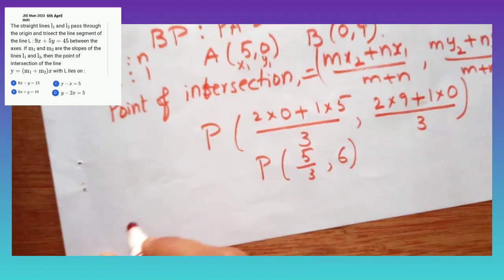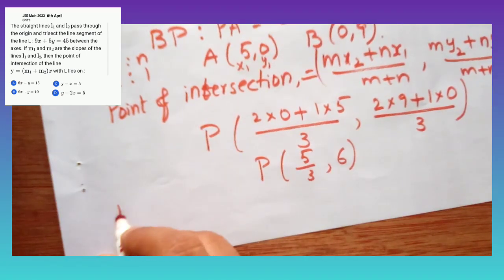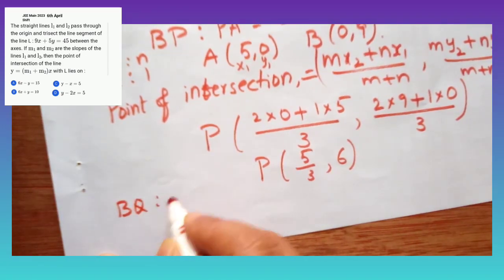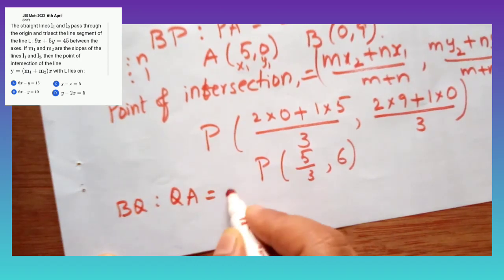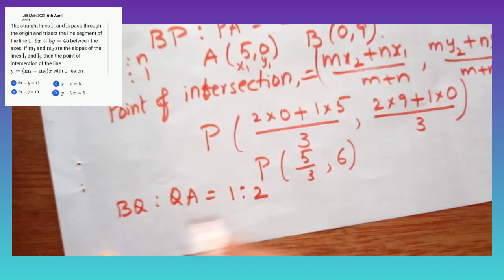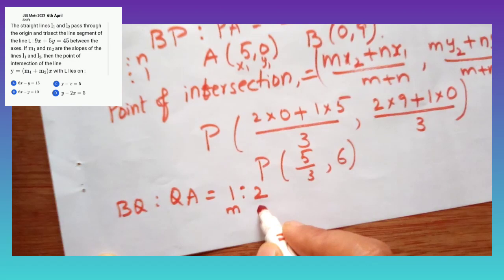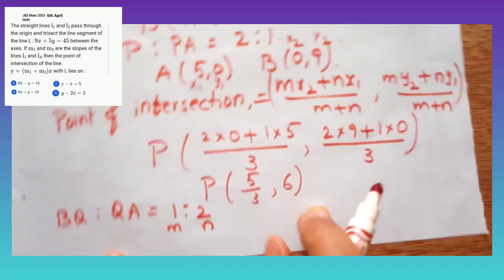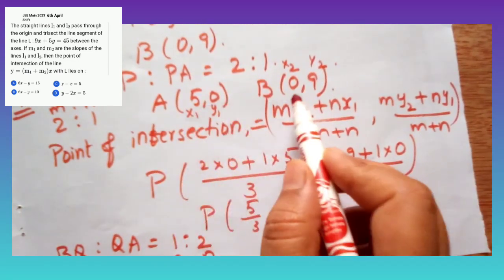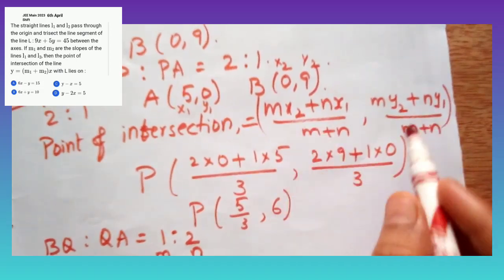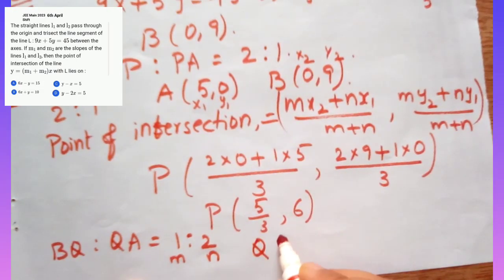Similarly, find the Q. So BQ to QA, the ratio is 1:2. So now the M value is 1, N value is 2. Our points are the same, 5, 0, 0, 9. So using the same formula, find the Q.